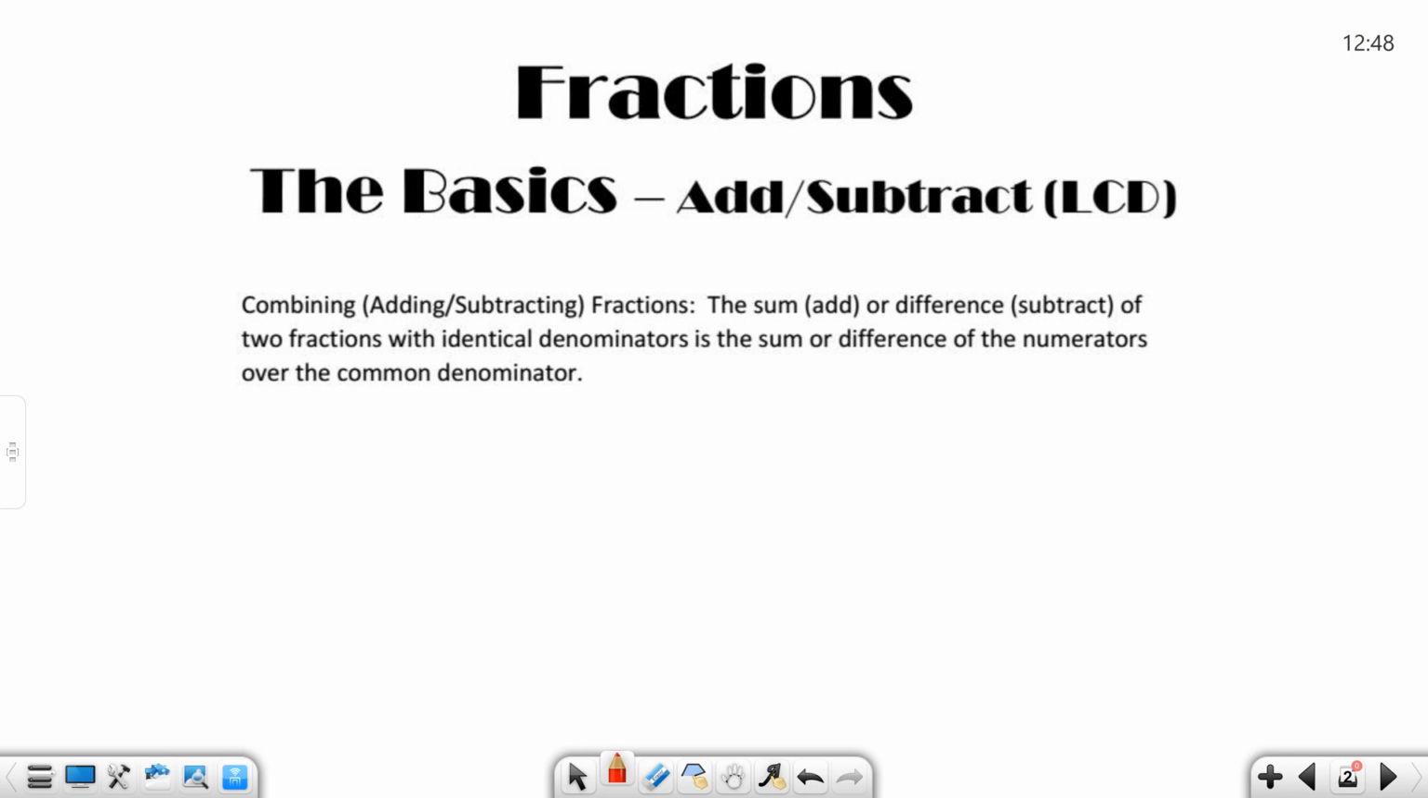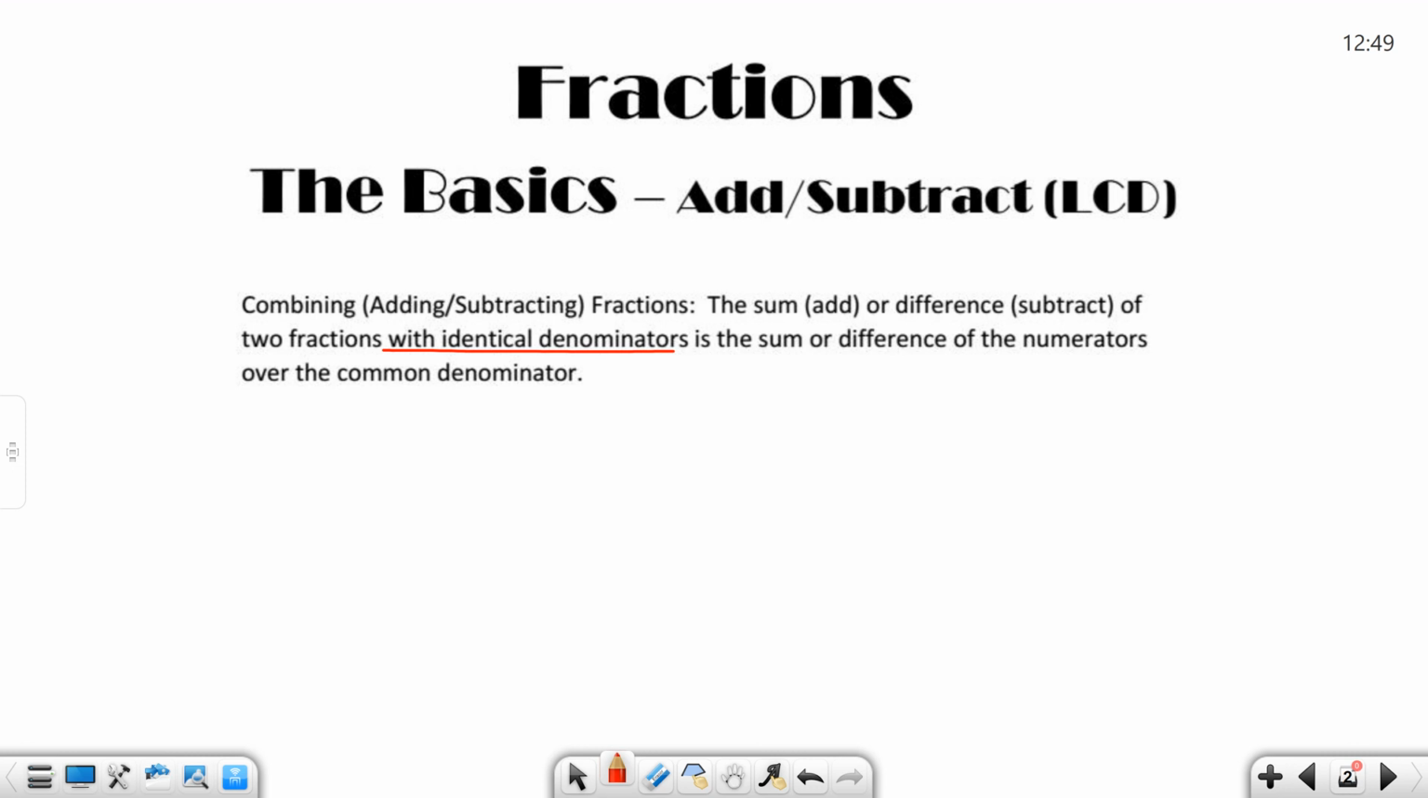Combining means adding or subtracting fractions. You will hear me say combine a lot: combine fractions, combine like terms. When I say combine like that, I am referring to adding and subtracting. So here, the sum, which is add, or the difference, which is subtract, of two fractions with identical denominators is the sum or the difference of the numerators over the common denominator. If you're adding them, the sum; if you're subtracting them, the difference.